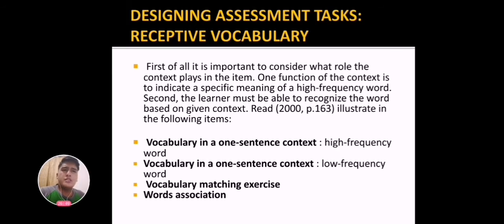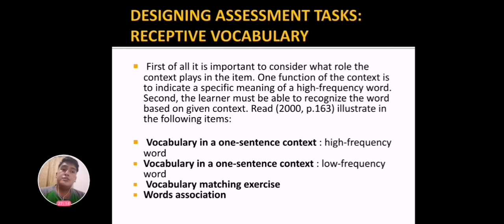So designing assessment tasks, receptive vocabulary. First of all, it is important to consider what role the context plays in the item. One function of context is to indicate a specific meaning of a high frequency word. Second, the learner must be able to recognize the word based on the given context.